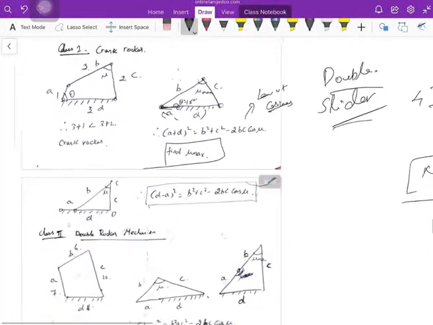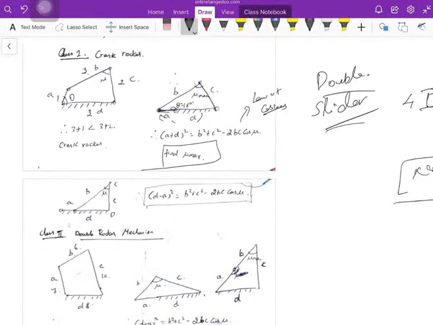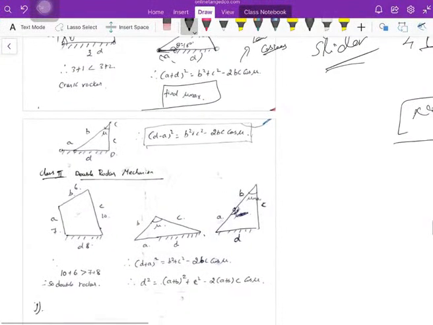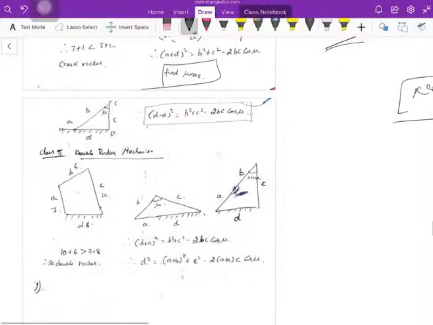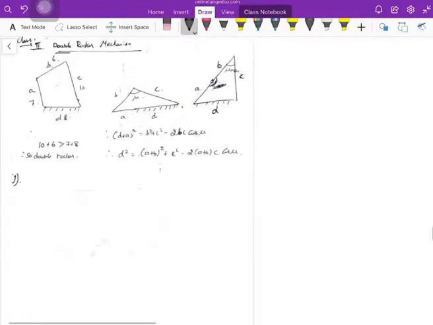Anyway, I don't think they will ask this in our TNUV exam, but note this down for people who are preparing for ESE and other exams, ESE and ISRO and all. Then the double rocker mechanism, the same concept. Mu max will be maximum when theta is equal to 180, guys. Same concept, and find the other things.